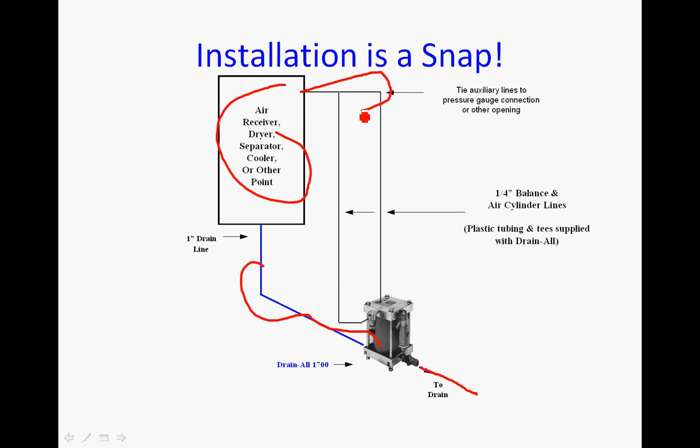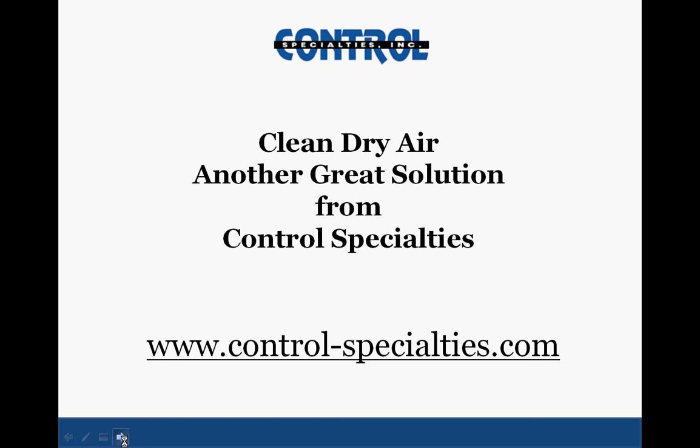You tie these two lines together. One goes down and essentially is just a balance line to the unit so that you can balance the internal air pressure inside the unit with where you're draining from so the water will flow. And then the other is actually the actuation line, which operates the other cylinder. Simple unit, easy to install, and just as I said before, does a great job.